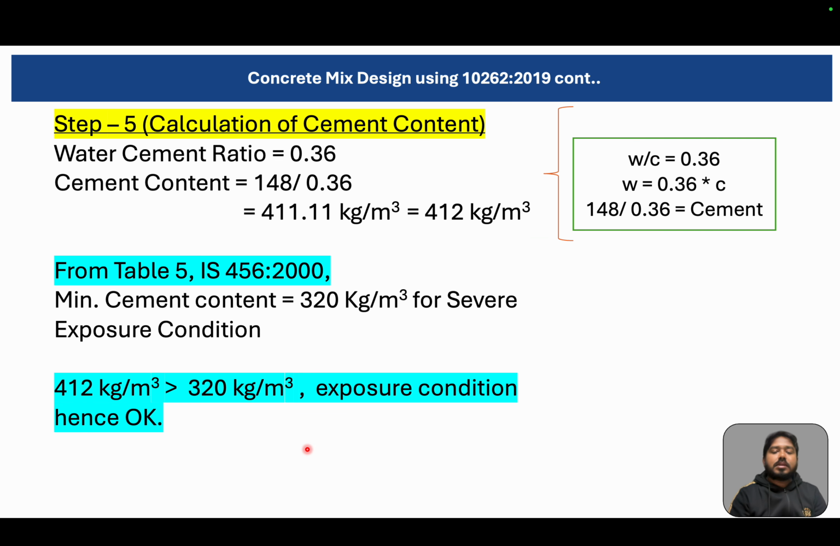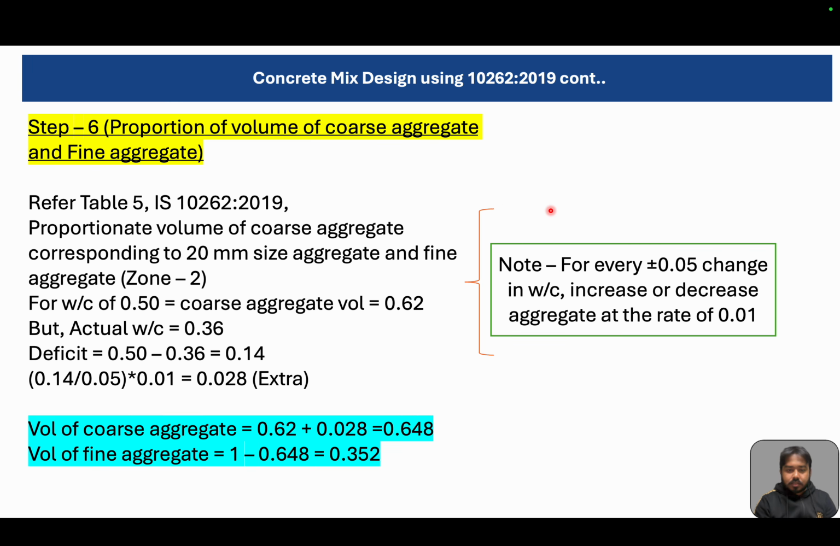The next step is your cement content. For the cement content, the water cement ratio you have already identified, so based on that you need to calculate the cement content. Once the cement content is done, you have to refer again to Table 5 for the minimum cement content, and check it against the value you got from the calculation. Both have to be safe, based on the exposure condition as well as the data you got. If it is aligned, that means your cement content is also satisfying the codal provisions.